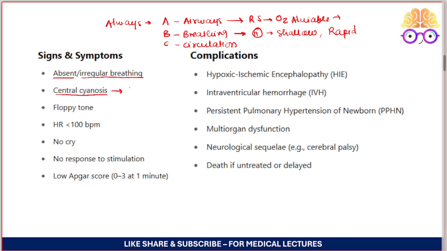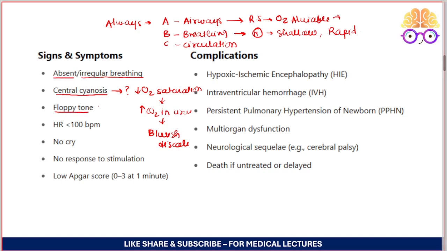Central cyanosis, why? Whenever there is a decreased O2 saturation, oxygen won't be provided at the terminal end. So it will lead to increased CO2 in the circulation, and the color of the CO2 present in the blood is dark. Hence it will lead to the bluish discoloration. So we'll have central cyanosis, and the baby won't have a good tone.